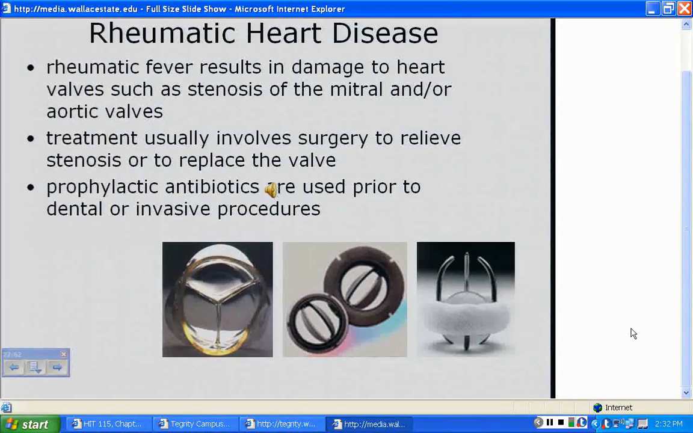When we're looking at disease of the heart valves, if it's serious enough, they may have heart valve replacement. And there are artificial heart valves. There's pictures here of the artificial heart valves that may be used. Certainly, if they have any type of heart valve damage, they must have those prophylactic antibiotics before dental or invasive procedures to prevent the endocarditis.